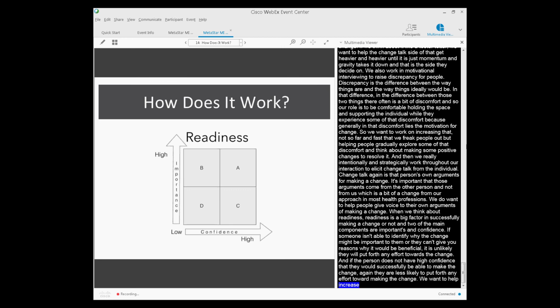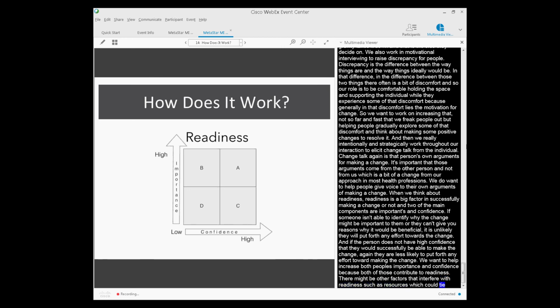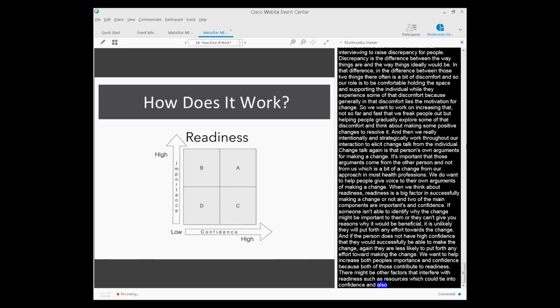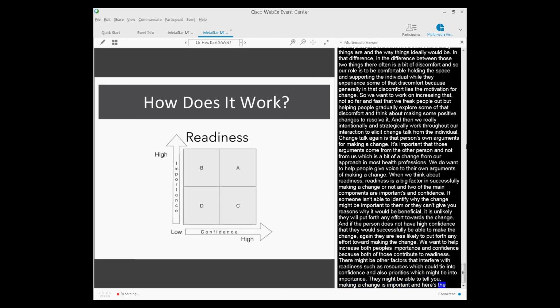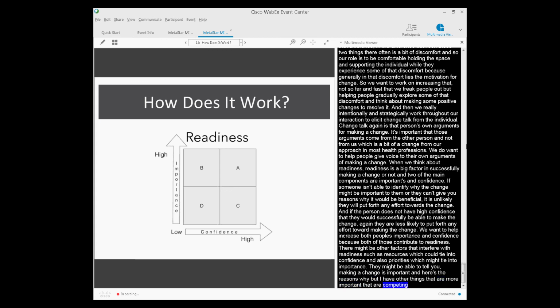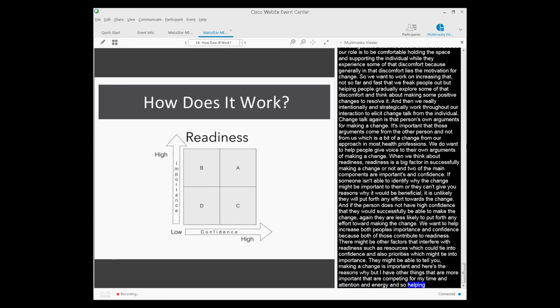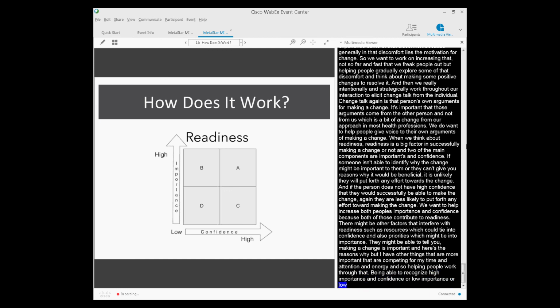There might be other factors that interfere with readiness, such as resources, which could tie into confidence, and also priorities, which might tie into importance. So they might be able to tell you, yes, making a change is important and here's the reasons why, but I have other things that are more important that are competing for my time and attention and energy, and so helping people sort of work through that. But being able to recognize high importance and high confidence or low importance or low confidence and being able to successfully help people increase their levels of one or the other or both.